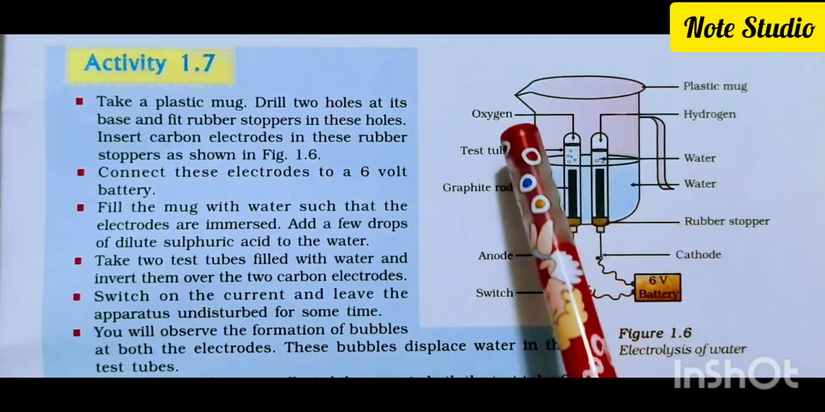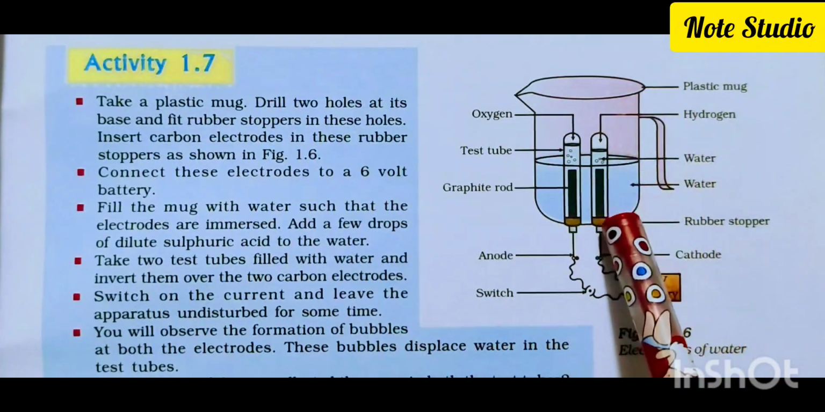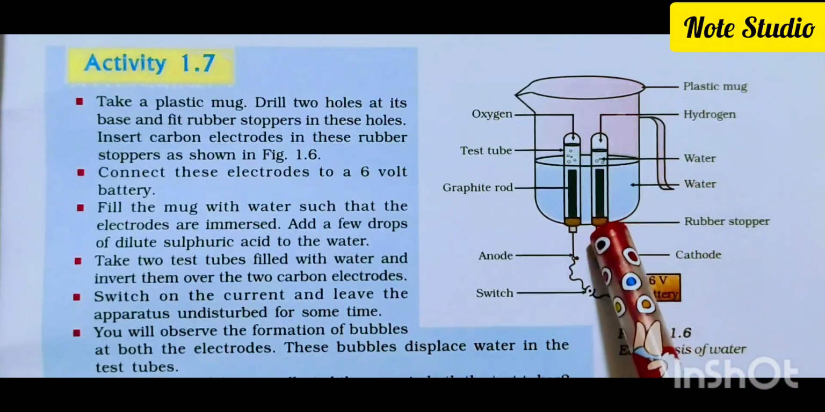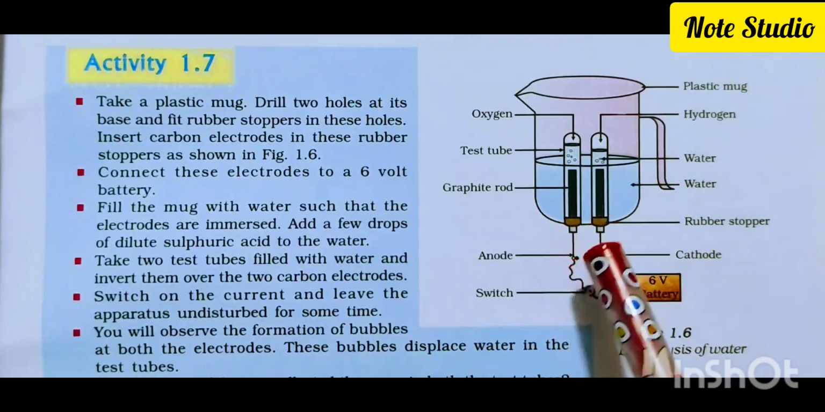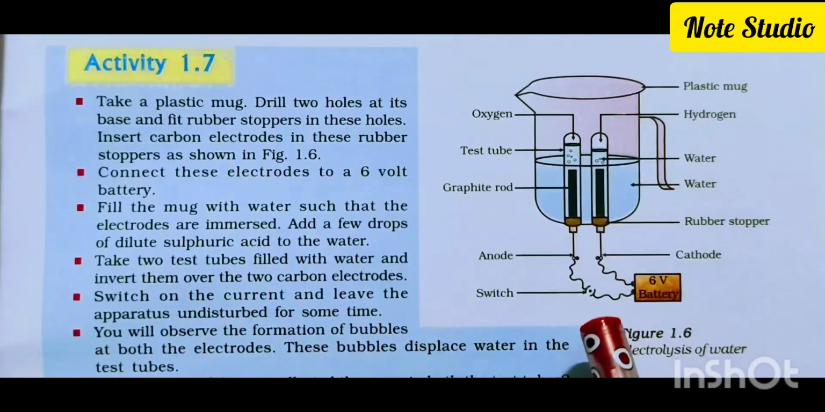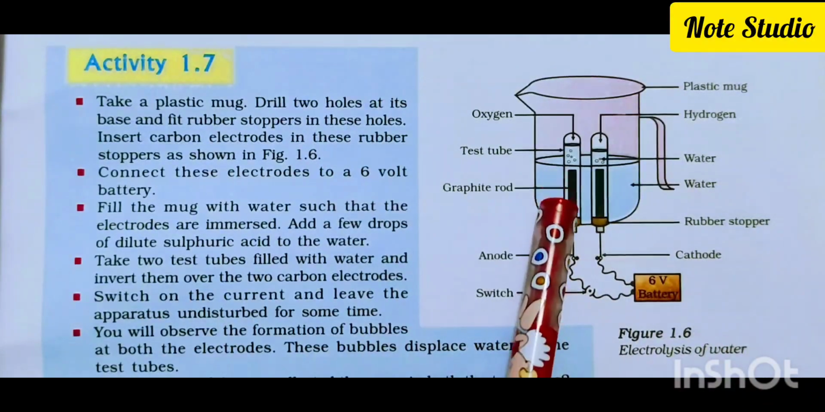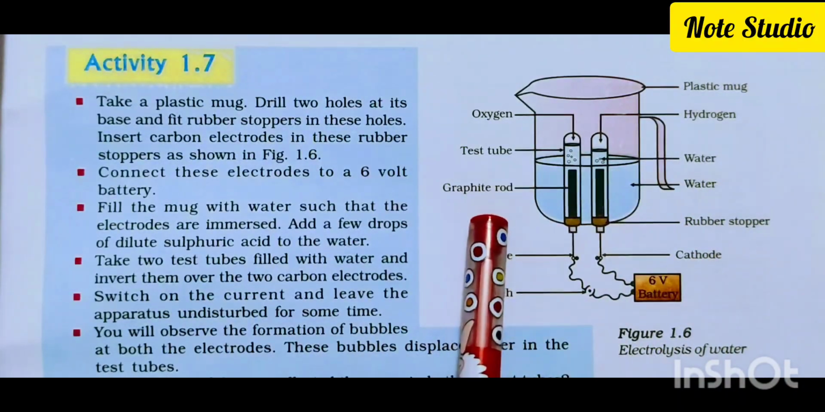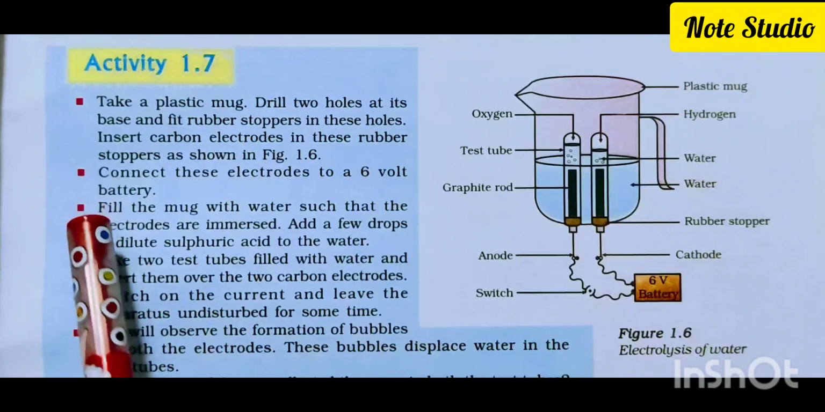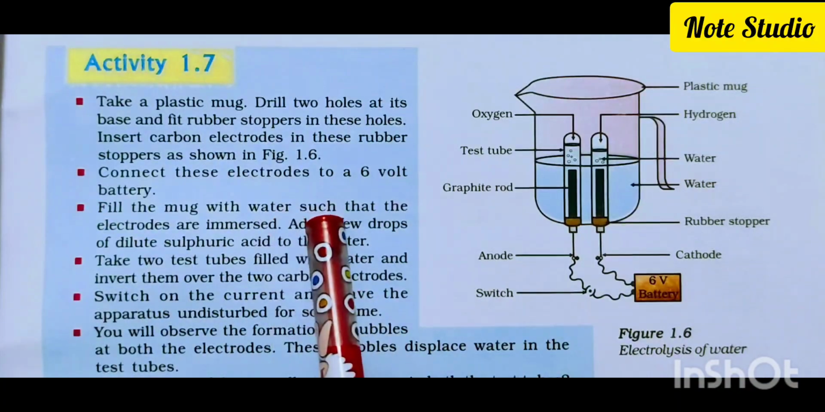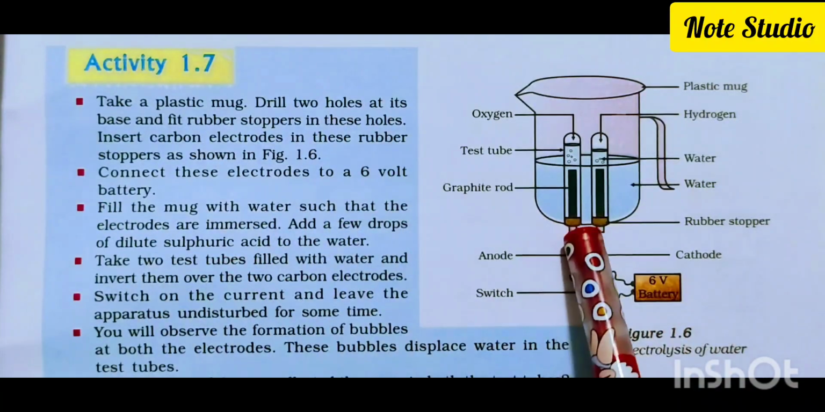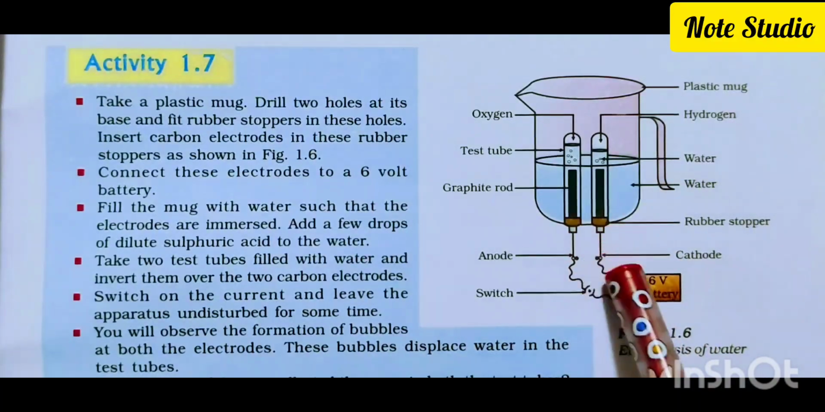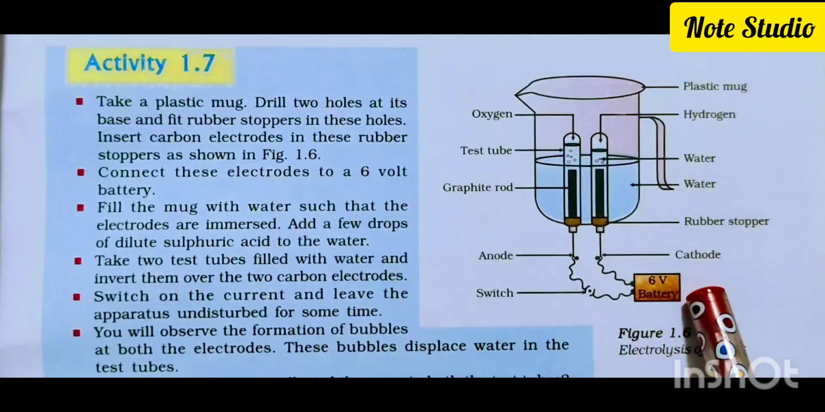As shown here, we need to take a plastic mug and drill two holes. The reason is we have to fix two carbon electrodes, or we can say graphite rods. Here the black color is shown, no? That is the carbon rod or graphite rod. Next, second step, connect these electrodes to a 6-volt battery as shown here. The two sides have to be connected to the positive as well as negative terminal of the battery.